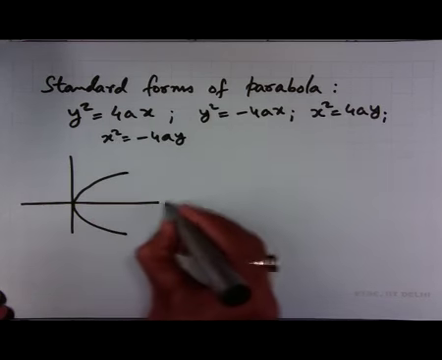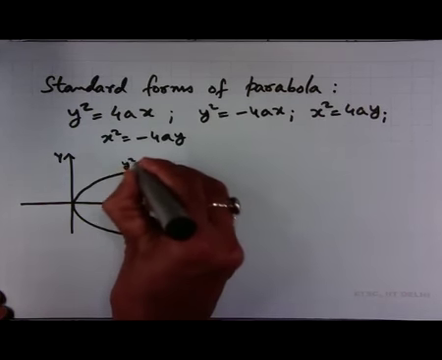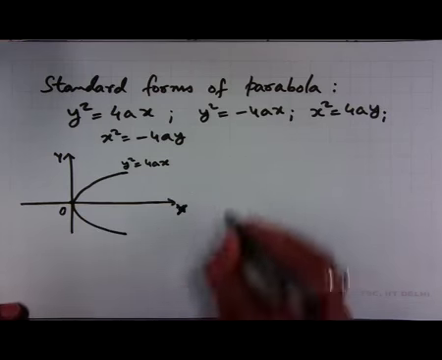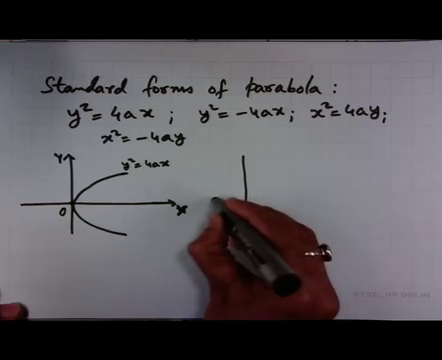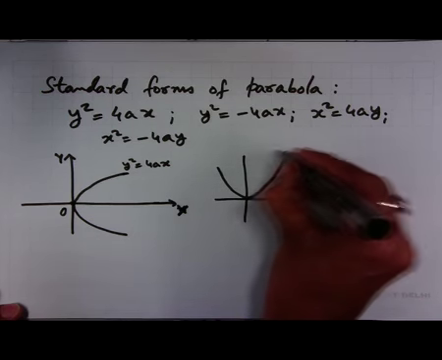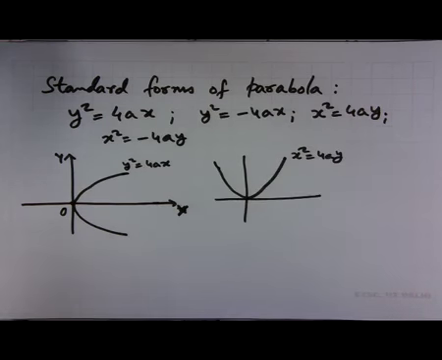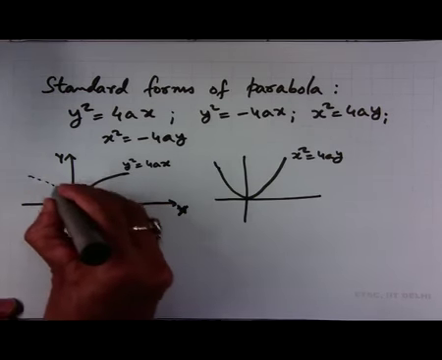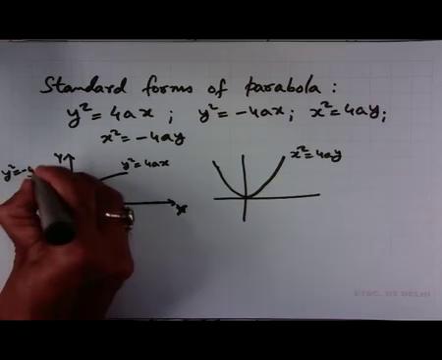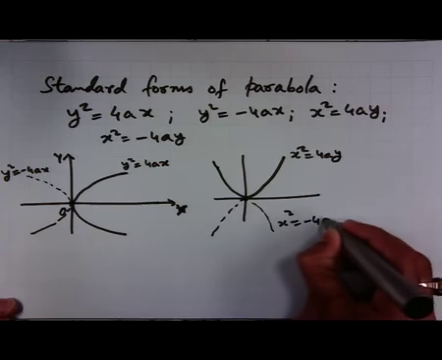this is the parabola y square equal to 4 a x. All these parabolas have vertex at the origin. Then we have this parabola x square equal to 4 a y, and then we have this parabola. If I reflect in the y axis, I get y square equal to minus 4 a x, and this is x square equal to minus 4 a y.